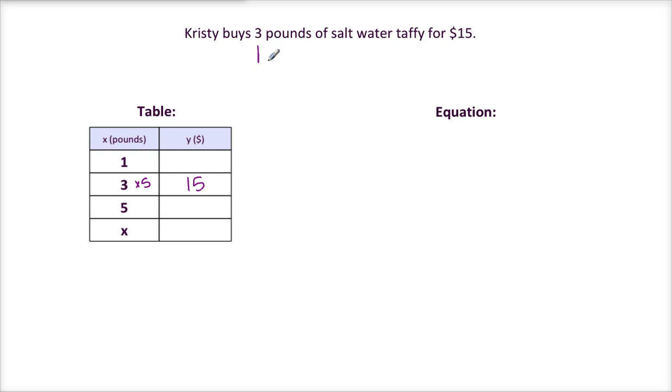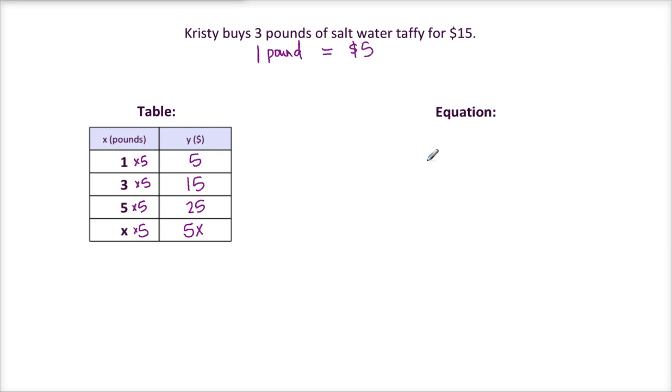That means 1 pound of taffy costs $5. Okay, so let's use that for the rest of these lines. 1 pound would cost $5. 5 pounds costs $25. What if I buy X pounds of taffy? Well, I'd do the same pattern. I multiply it by the unit rate. And the total cost would be the unit rate times how many pounds I buy.